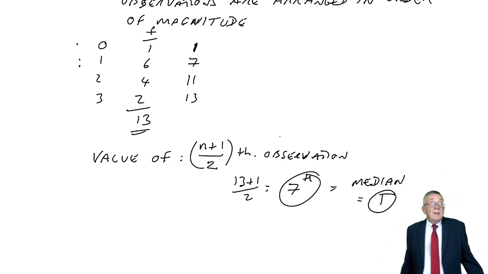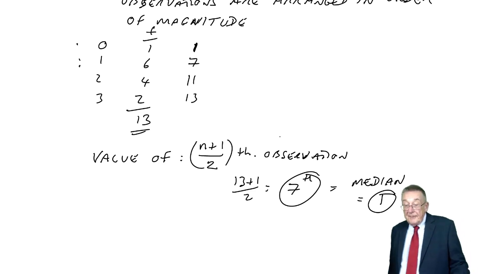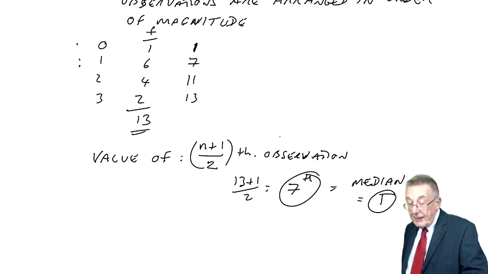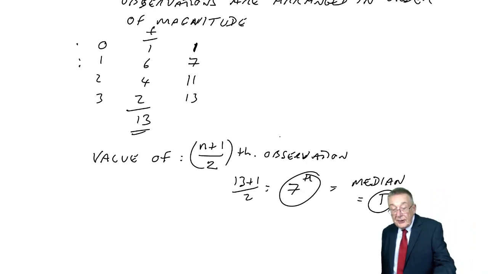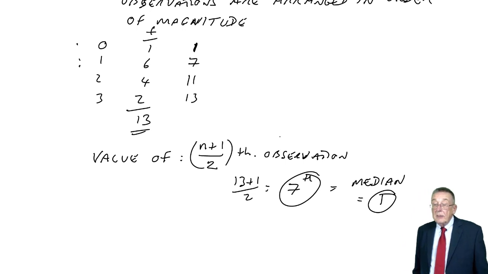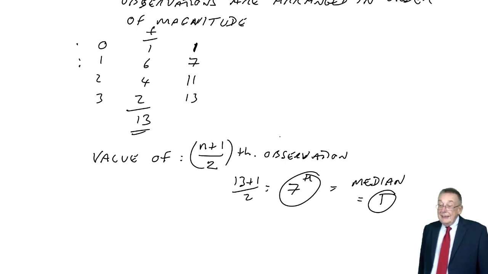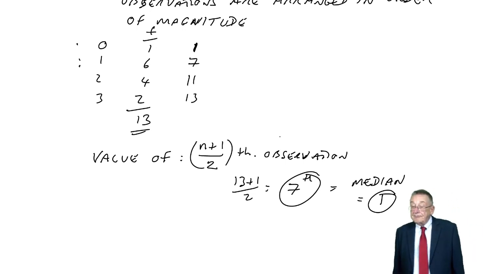What would it have been if I'd wanted the value of the fifth? Well, the 2nd, 3rd, 4th, 5th, 6th, 7th are 1, so the value of the fifth would be 1. What would be the value of the ninth? Well, the 8th, 9th, 10th, 11th are 2, so the value of the ninth would be 2. So, no problem.